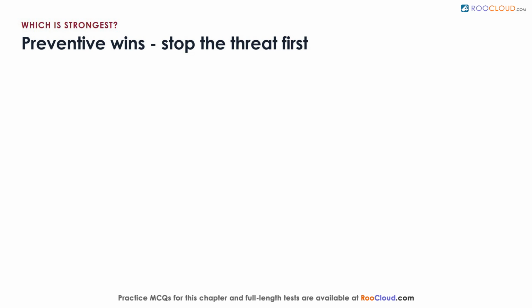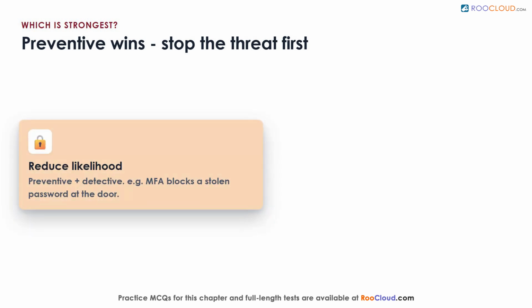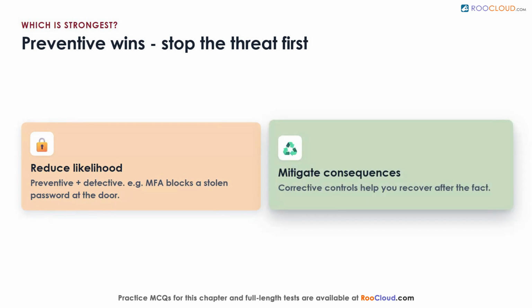Here's the simplest way to remember the mix. Preventive and detective controls reduce the likelihood of an event. Corrective controls mitigate the consequences. A healthy program needs both sides working together.